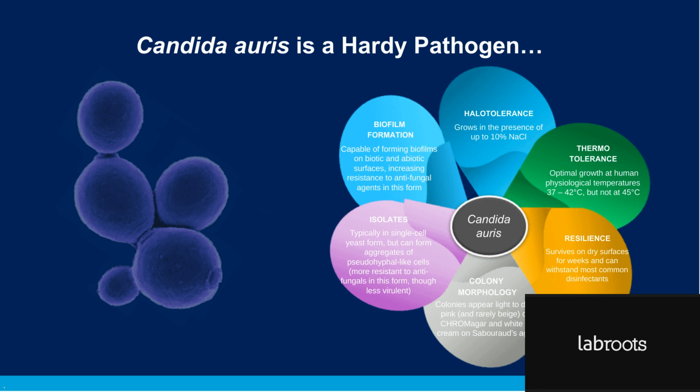It can live at relatively high temperatures compared to other Candidas. In fact, it lives very well at human physiological temperatures between 36.5 and 37.5 degrees centigrade. And it can live up to 40 degrees and even 42 degrees, which would be really high fever. It is very resilient. It can survive on both biotic surfaces, but also abiotic surfaces.